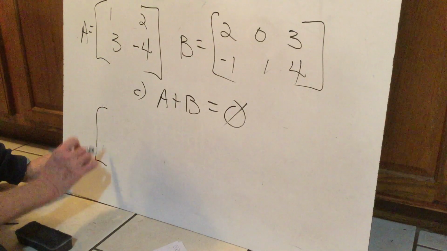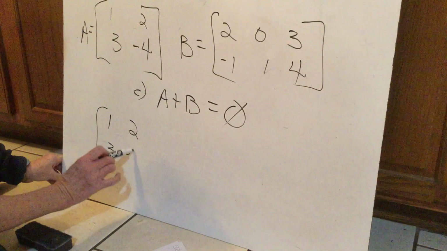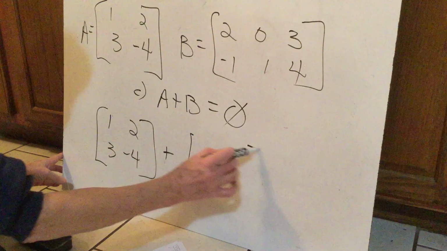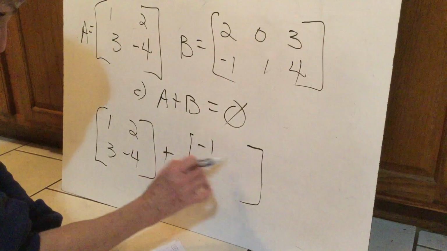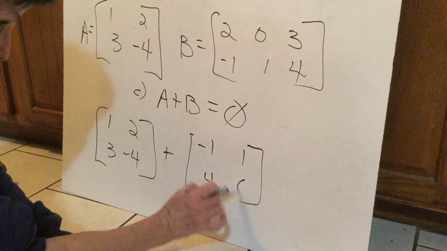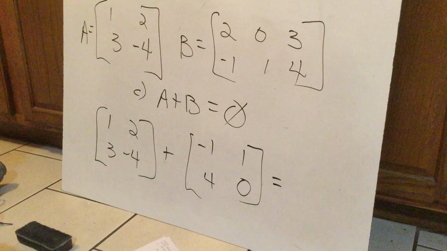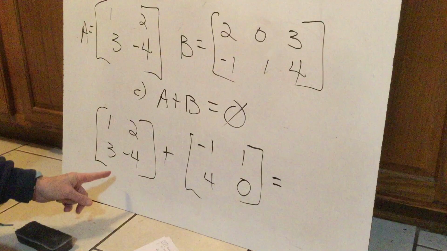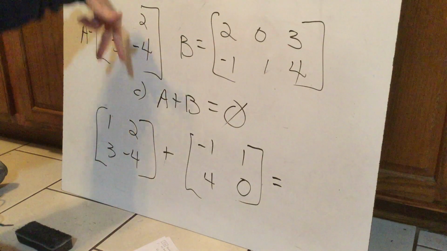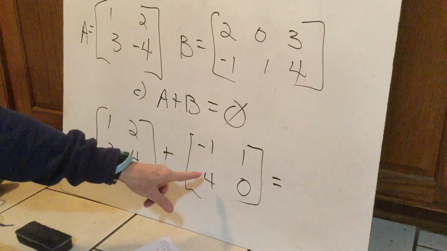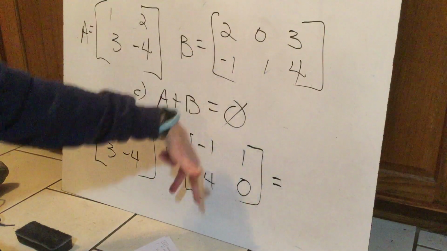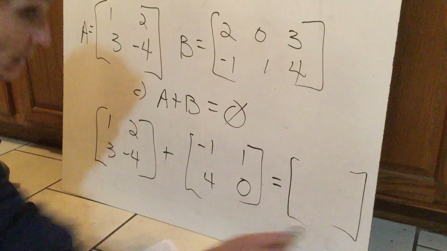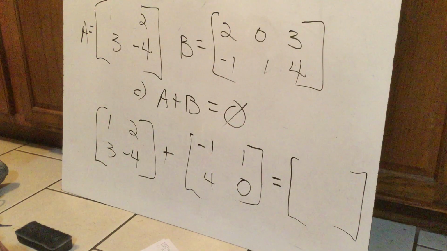D says let's add A and C. Now, are these going to be addable? I believe they are, because what are the dimensions of this matrix? 2 by 2, 2 rows, 2 columns. What are the dimensions of this one? 2 rows, 2 columns. So guess what? They can be added, and they will give me another matrix the same size.